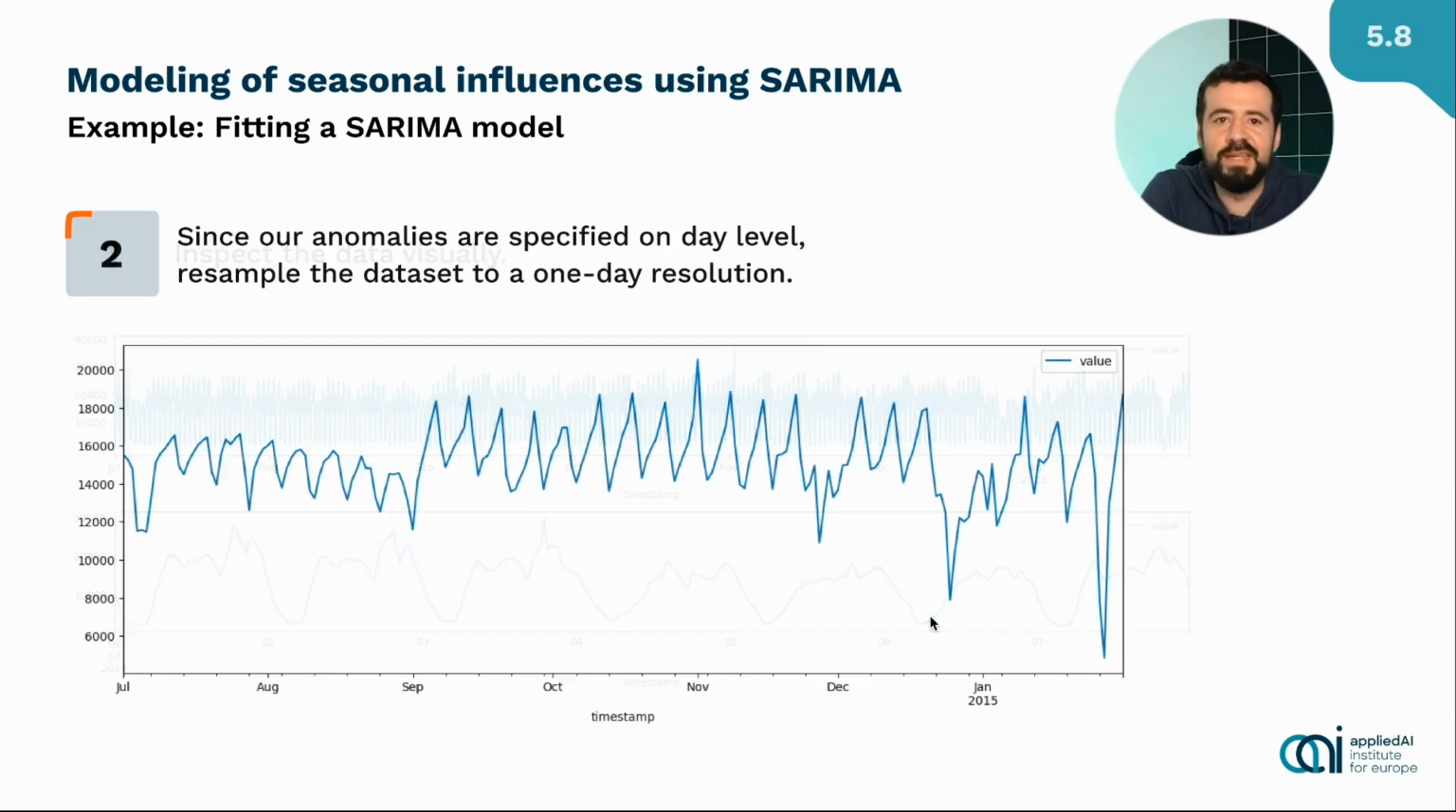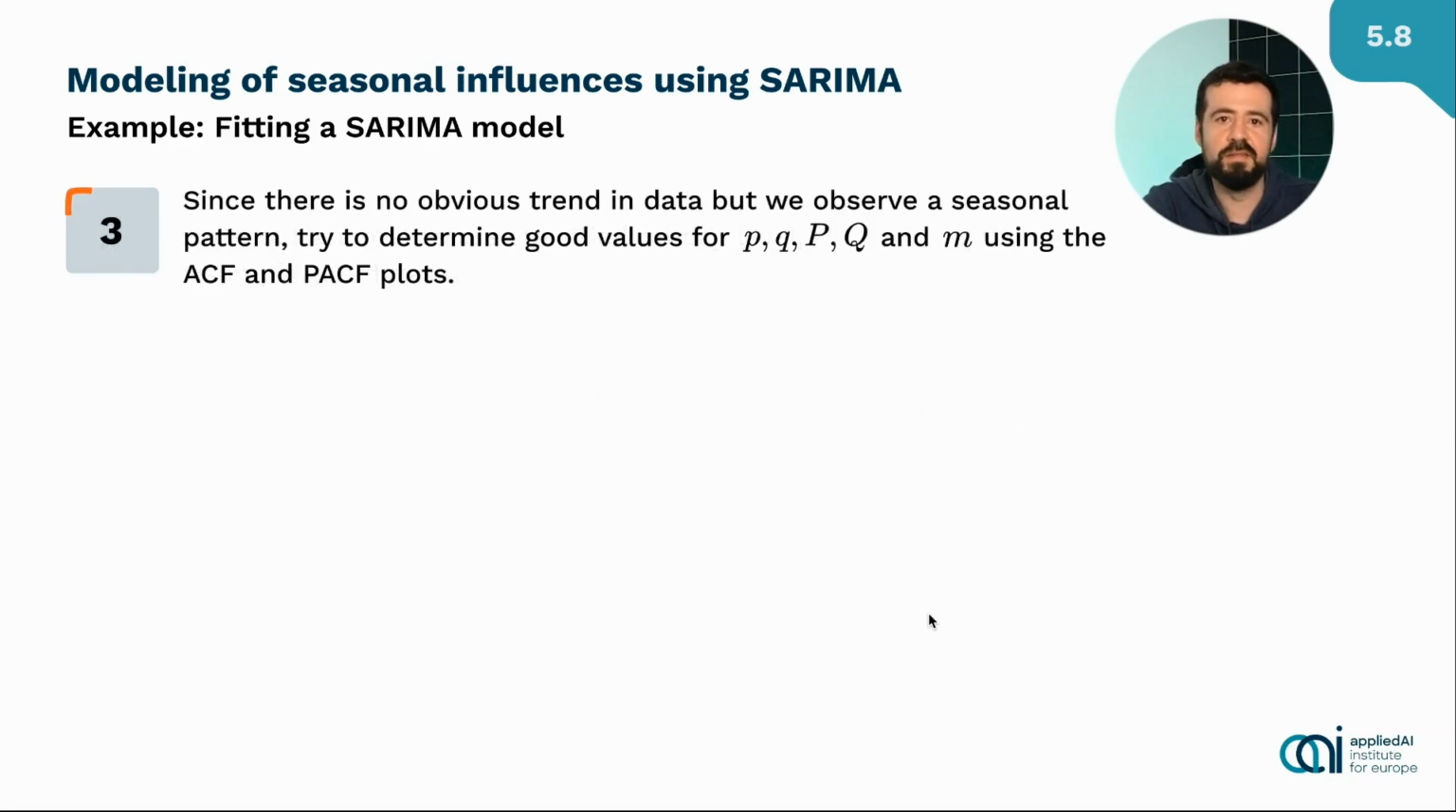So now let's think a little bit about how to prepare the data. Remember that we were given our anomalies on a daily level while the original data was in 30 minute intervals. There are definitely multiple ways to work with that. In this case, we've decided to aggregate the data on a daily level by taking the mean values for each day. So now let's talk about the parameterization of the SARIMA parameters.